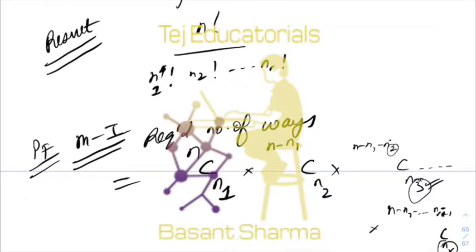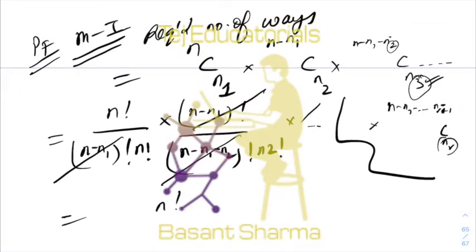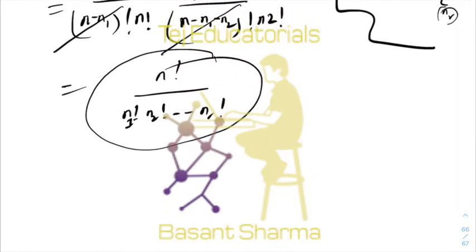Now if you expand this using the definition of nCr, you will get n factorial upon (n minus n1) factorial into n1 factorial, then (n minus n1) factorial upon n2 factorial, and so on. You will see that these terms get cancelled. Each will get cancelled by the numerator of the next term, and what will remain is n factorial upon n1 factorial, n2 factorial, so on till nr factorial. This is one way of understanding this.